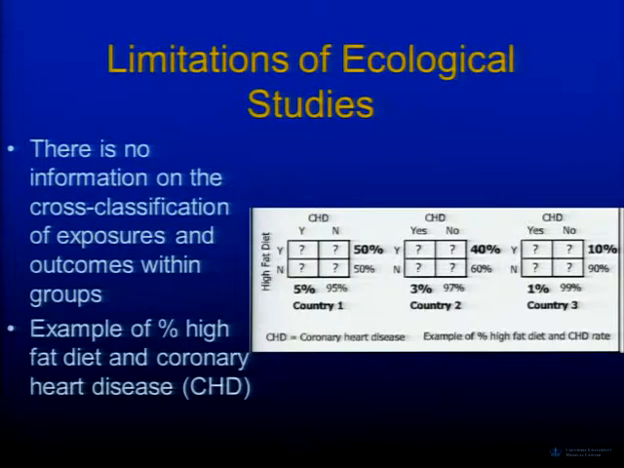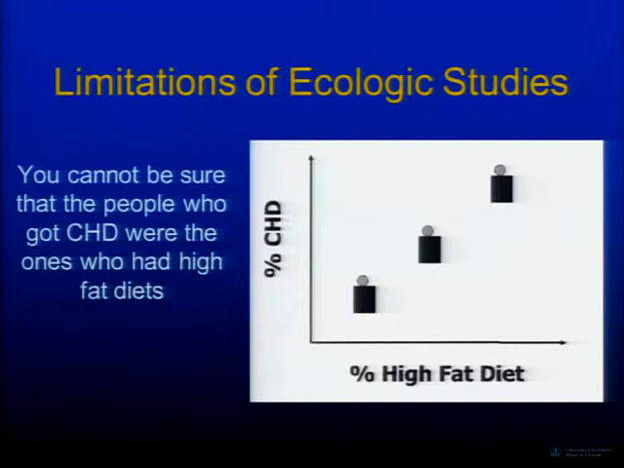So, just putting this another way, the limitation of the ecologic study is that you cannot be sure that the people who got coronary heart disease were the ones who had the high fat diets. And that's what the issue is. We have each of these things here. They're dealing with countries, but we have no idea whether the individuals with the disease are the individuals with the high fat diet, because each country is not necessarily just one rate across the board. Not everyone eats that percent of fat diets. So that's where the issue comes into play.